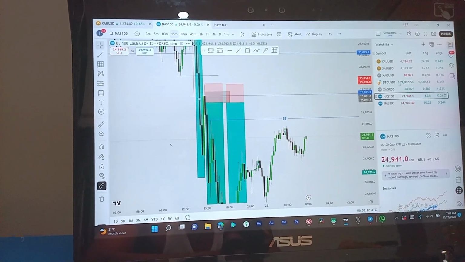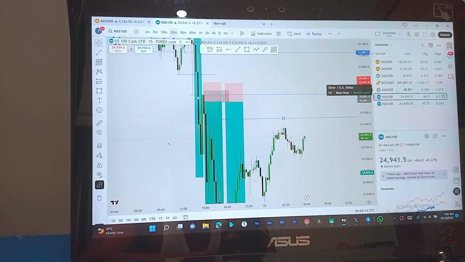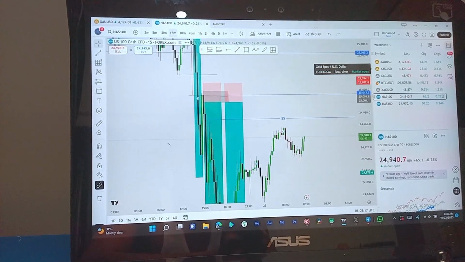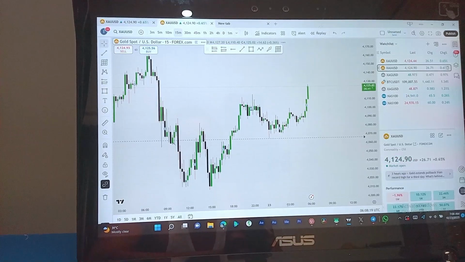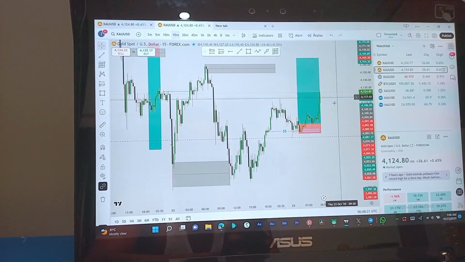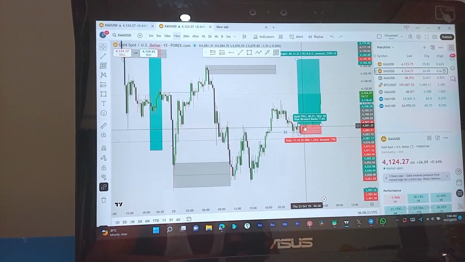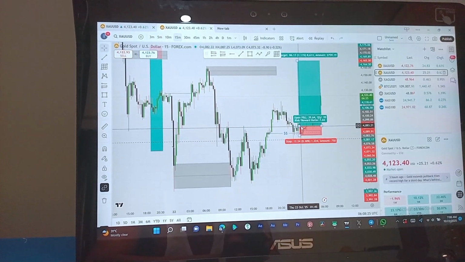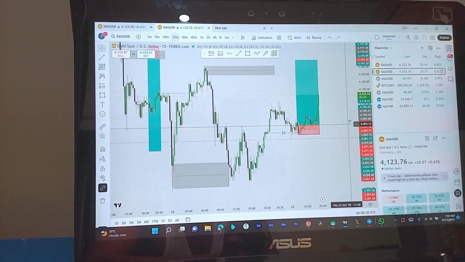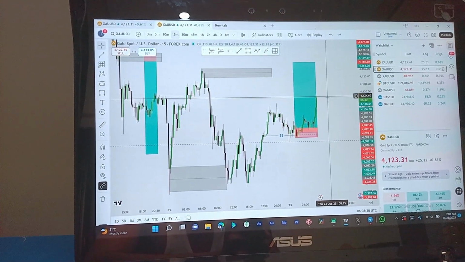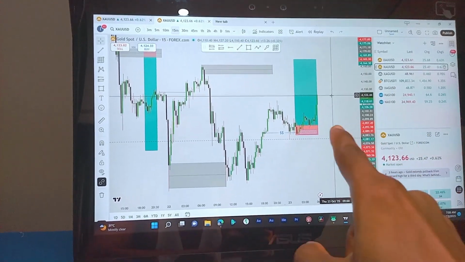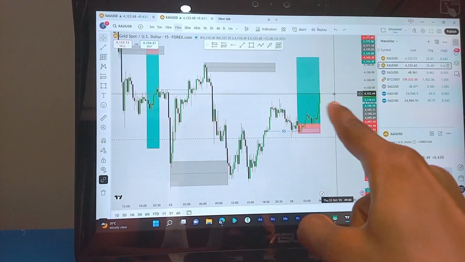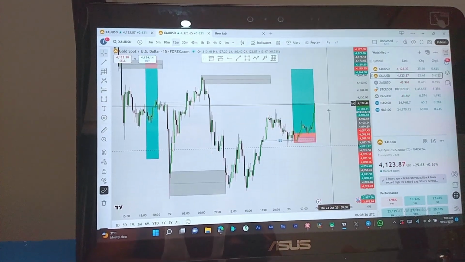So the setups that I have for today are on BTC, NAS, and gold. Gold, I entered it this morning, around 12, 1 thereabout, and it's currently in profit. So I'm floating like $200 thereabout on this trade.